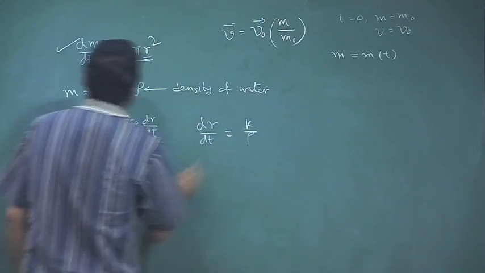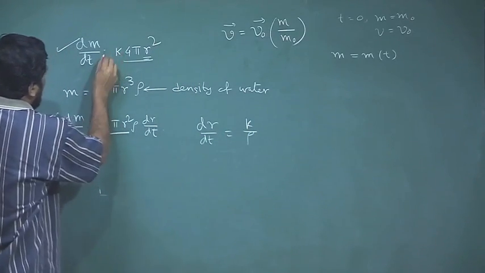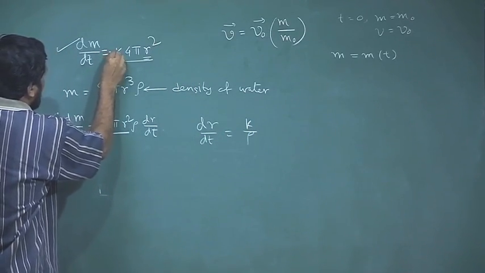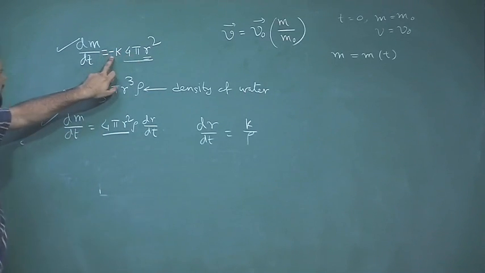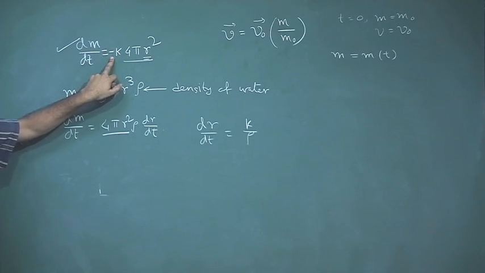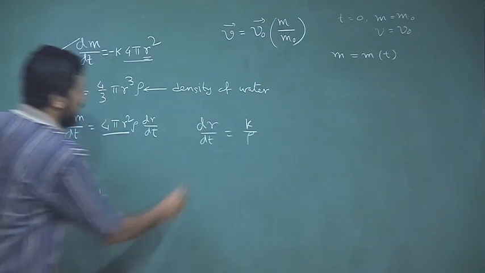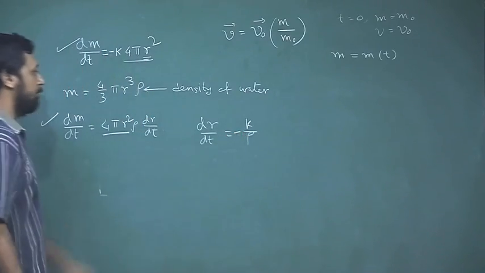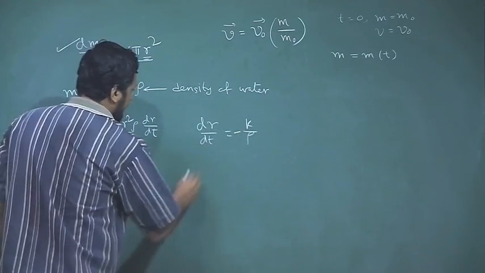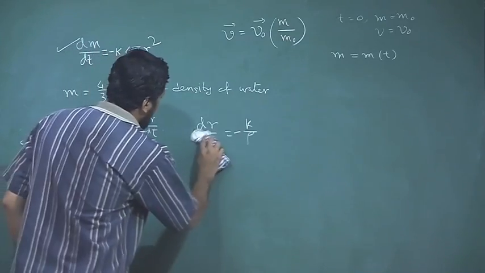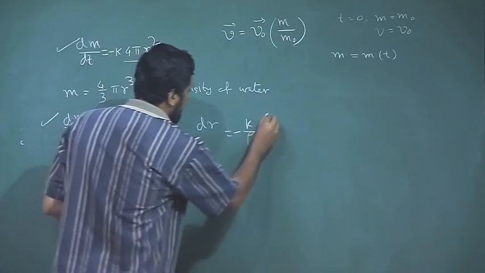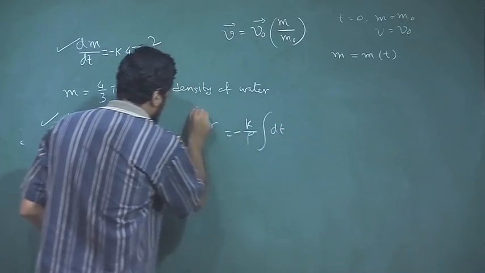k by rho. Oh, sorry, there will be a minus sign here because as the water evaporates from the surface, dm/dt has to be a negative quantity. So, we have to put a minus sign here. So, we have dr/dt is equal to minus k by rho. Now, we integrate that, we take dt to the other side and integrate.